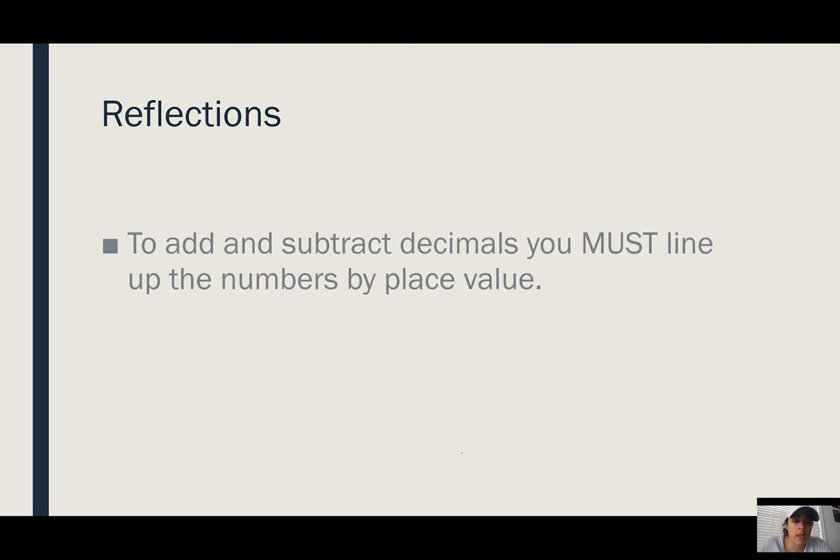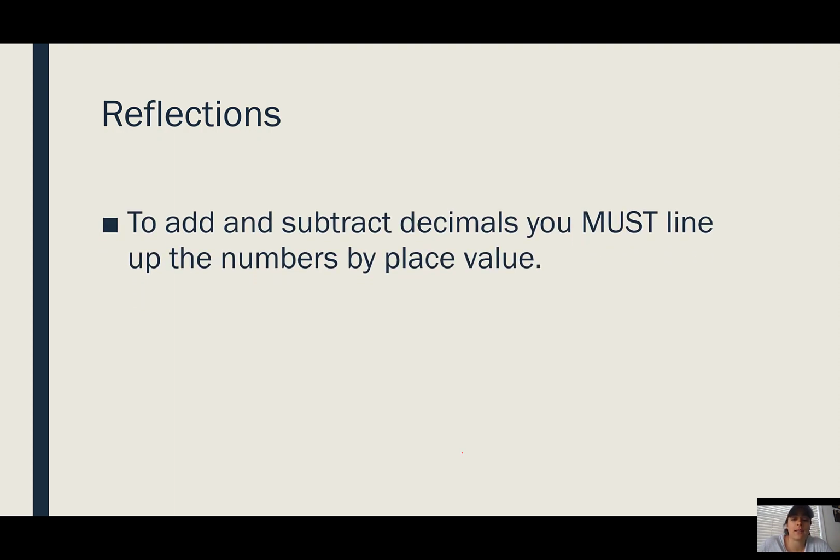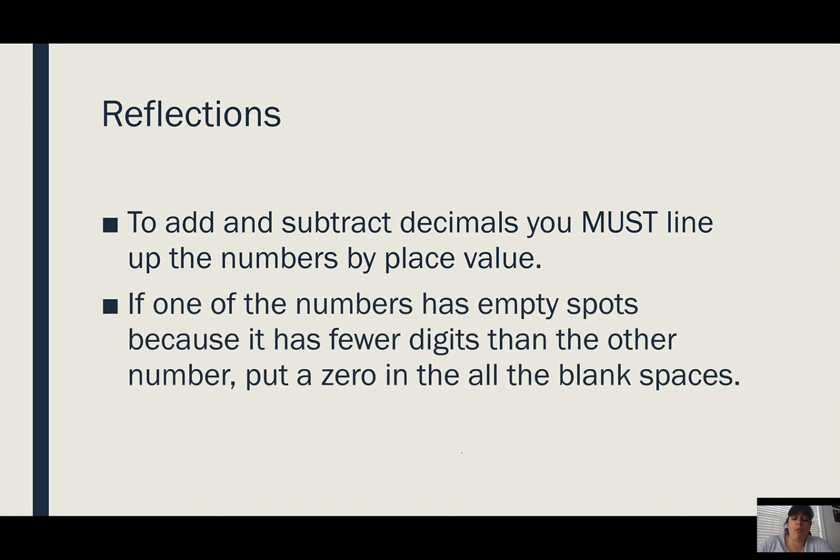All right. What are my reflections from today's Buc-ee's challenge? To add and subtract decimals, you must line up the numbers by place value. If one of the numbers has empty spots because it has fewer digits than the other number, put a 0 in all the blank spaces. If there are blank spaces, there must be zeros in order to line it up.